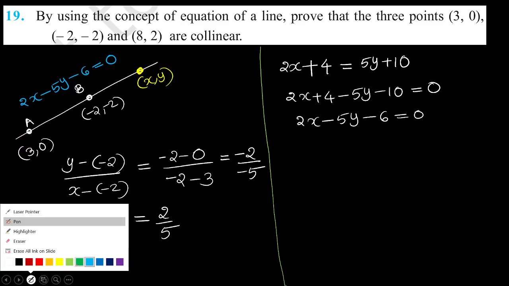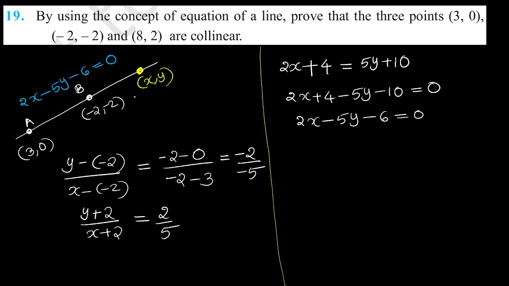So how do we know that the third point 8 comma 2 exactly lies on this line? You simply substitute 8 comma 2 in the equation of the line. If it is satisfied, 8 comma 2 lies on the line. So the importance of equation of a line is every point on the line satisfies the equation.